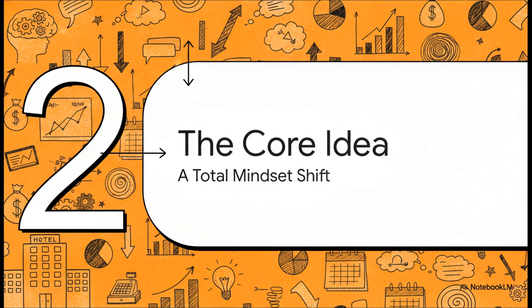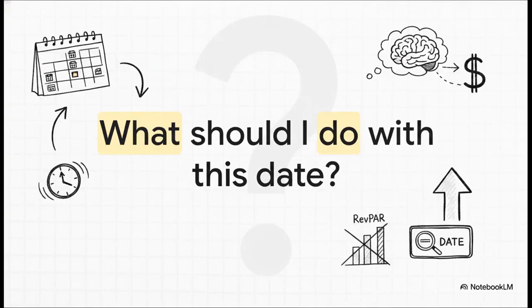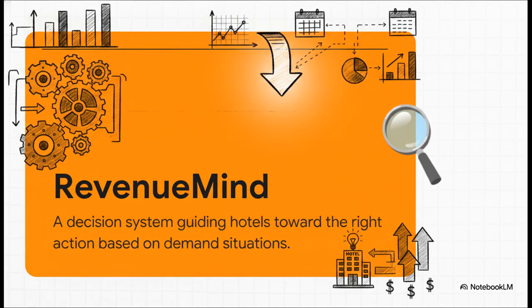Section 2, the core idea. This is where we get into the total mindset shift required to really master hotel revenue. What should I do with this date? This is the ultimate central question that RevenueMind is built to answer for every single square on your calendar. Not just, hey, what's my ADR or what's my RevPAR, but practically speaking, what should I do with this date right now? Just imagine if every time you looked at a date, you didn't have to guess. That is the exact problem this framework solves. So let's define it clearly.